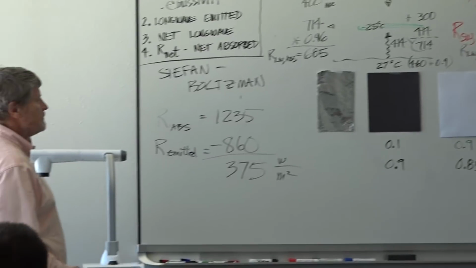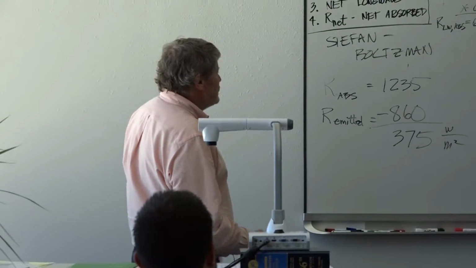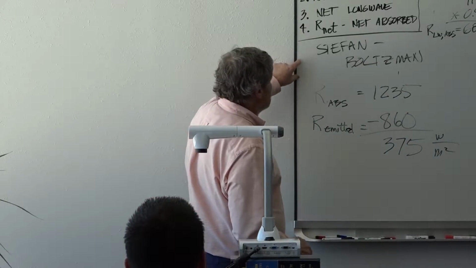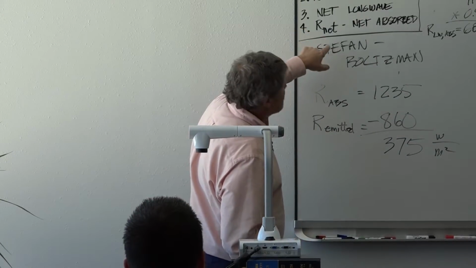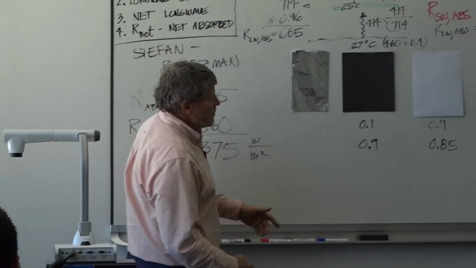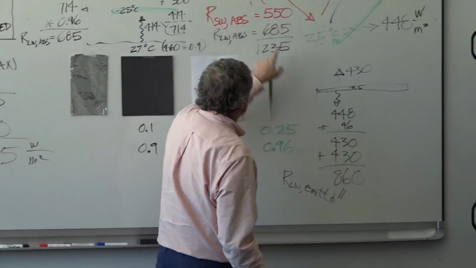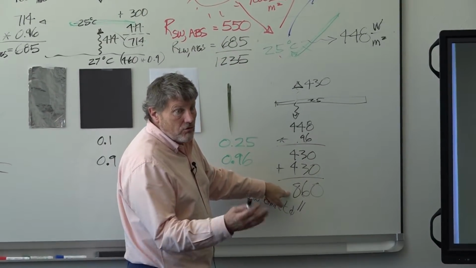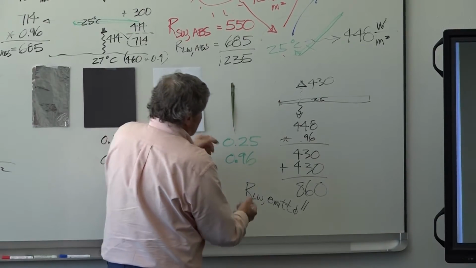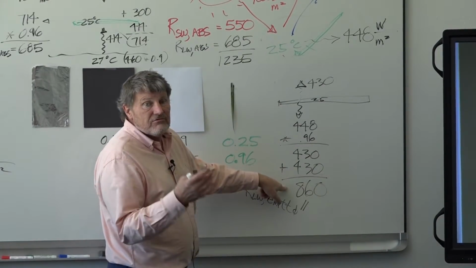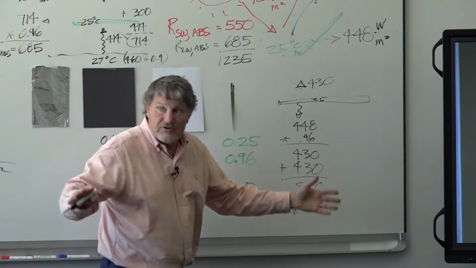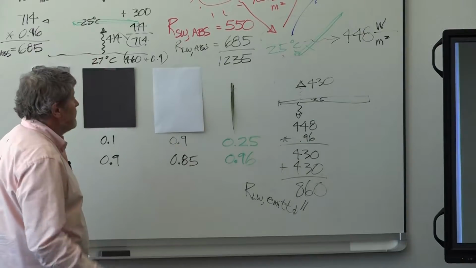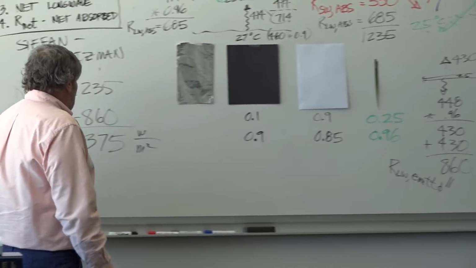So these are the components, and what we calculated was, well, we didn't explicitly do net long wave, but we could have. Here's 685 in and 860 out for long wave. And so the net long wave is a negative number. And it is always a negative number. If the sky is clear, we're losing more long wave. We're losing heat by long wave.